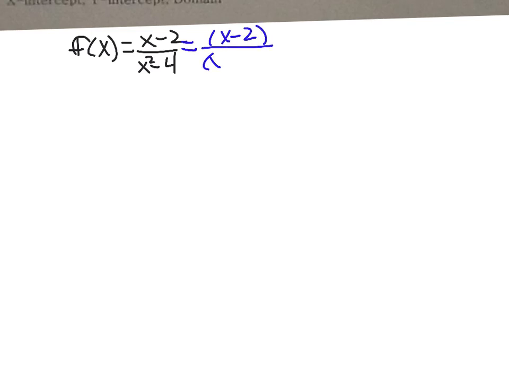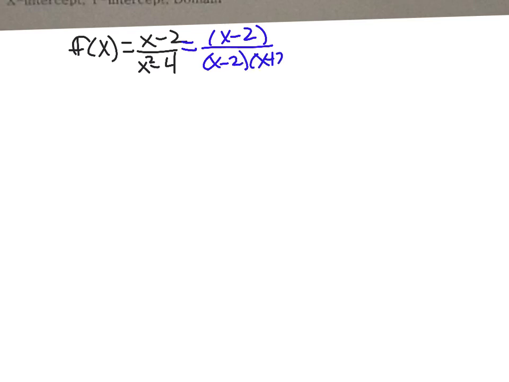Let me get nice, big, clear, white paper here to start this off. So my function is f of x equals x minus 2 over x squared minus 4. So I notice right away that I can factor the denominator. It is the difference of two perfect squares. So I have x minus 2 on the numerator. In the denominator, I have x minus 2, x plus 2.